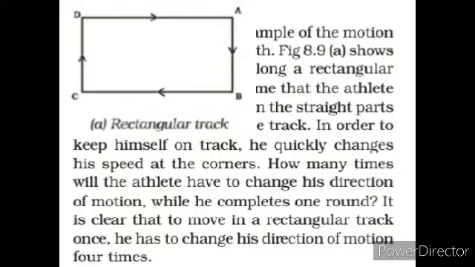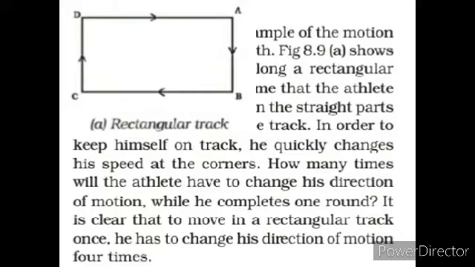In order to keep himself on track, he quickly changes his speed at the corners. How many times will the athlete have to change his direction of motion while he completes one round? Now, it is clear that he moves on the rectangular track once. He has to change the direction of motion 4 times, because it is a rectangle, so there are 4 changes.